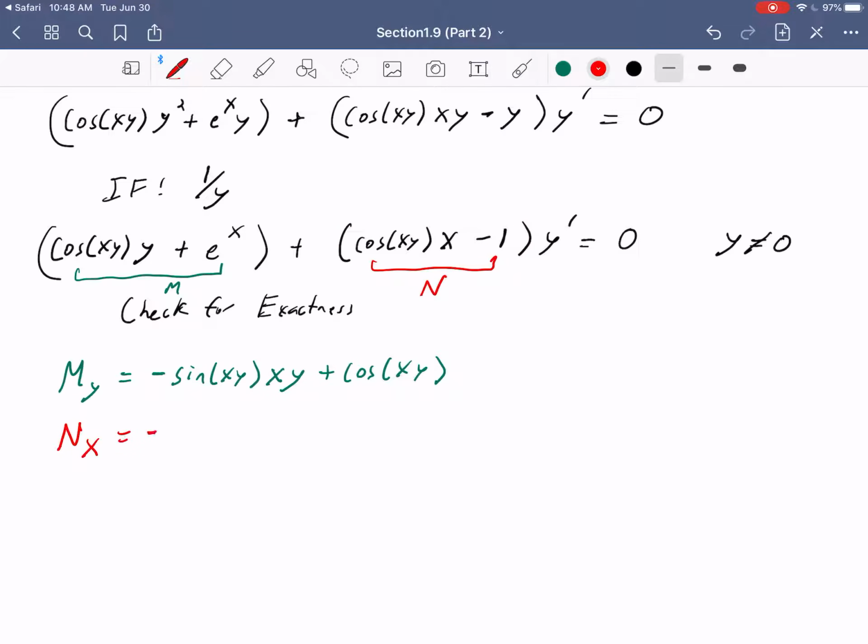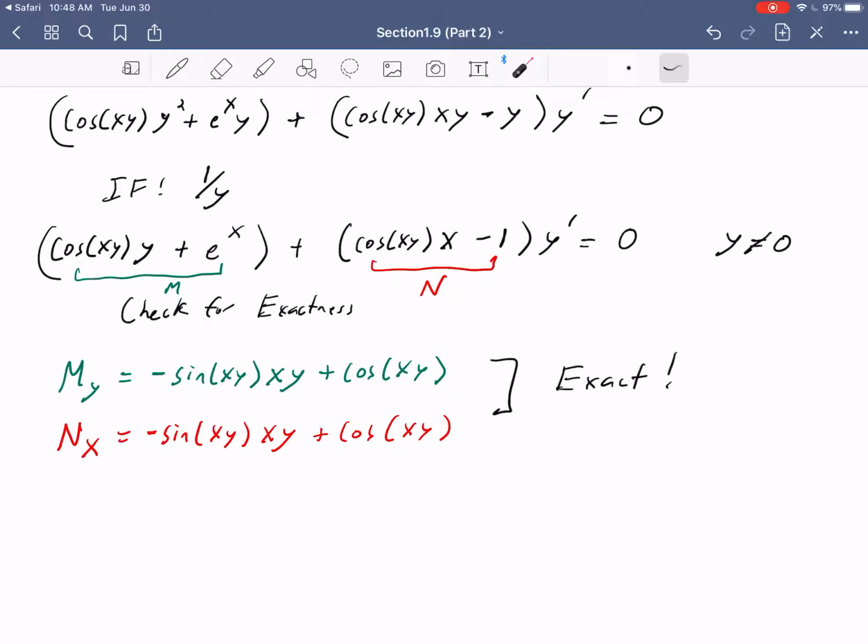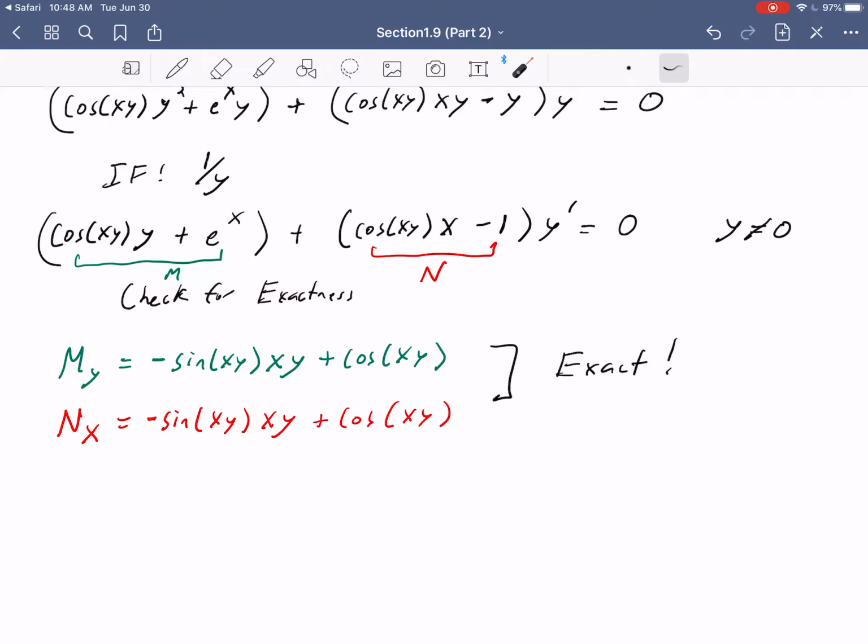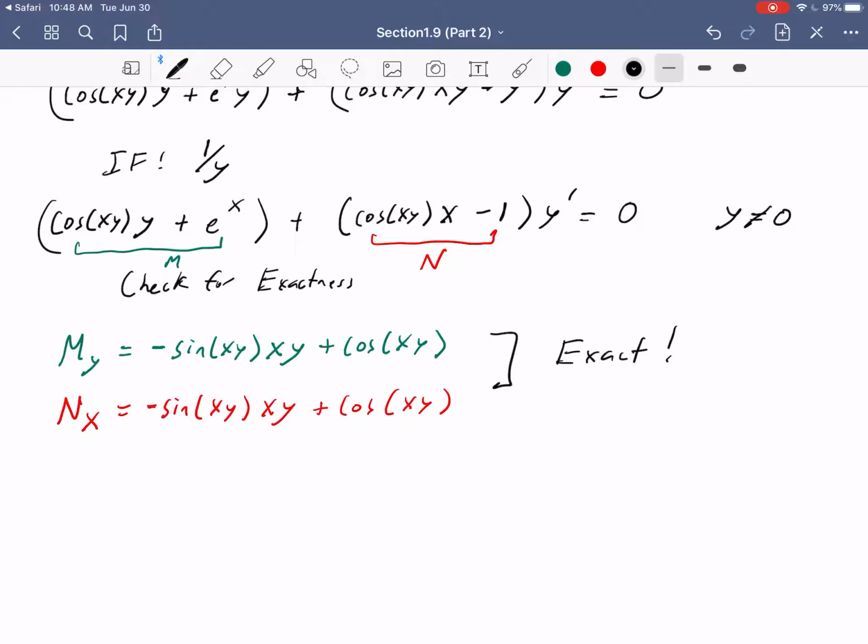Looks like we're going to get negative sine xy. Derivative of the inside with respect to x is going to be y. So we get xy. And then finish up the product rule, differentiate the x. It's just going to drop out. So cosine xy. And what do we notice? This is exact now. Of course, because this integrating factor approach always sort of works if we can find it as a function of x or a function of y exclusively. But there we go. Okay, so let's go ahead and finish this up then.